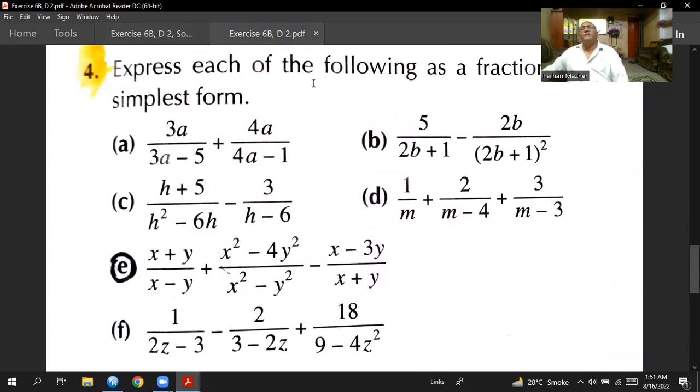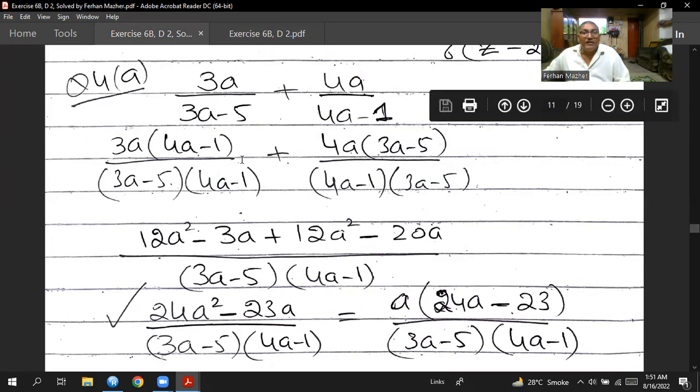Question number 4, its B part. It says 5 divided by 2b plus 1, minus 2b divided by 2b plus 1 whole square. So these two denominators: this is 2b plus 1, this is 2b plus 1 whole square. So if I multiply this fraction with the 2b plus 1, the denominators will become the same.